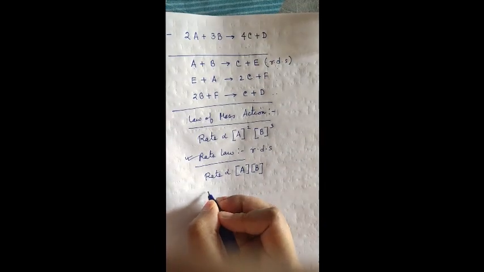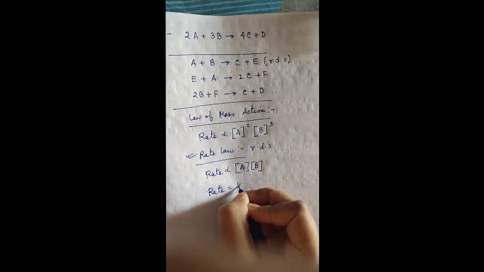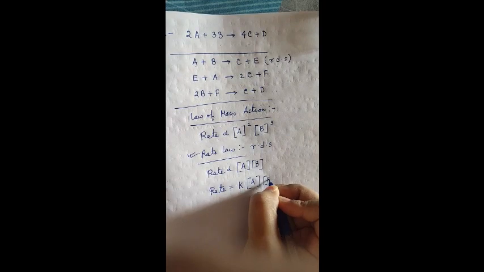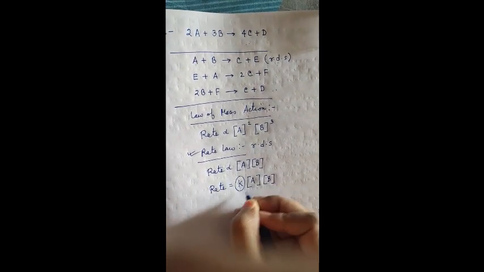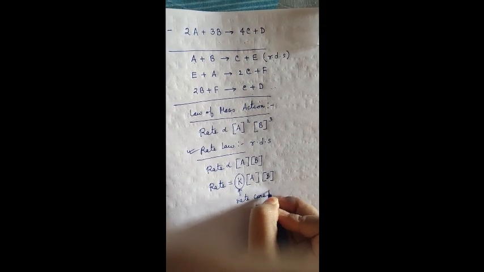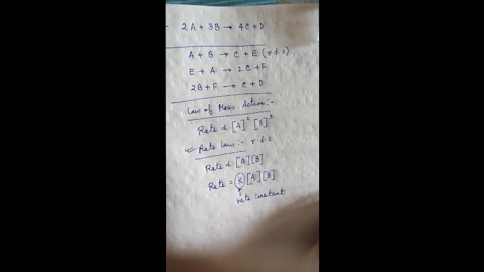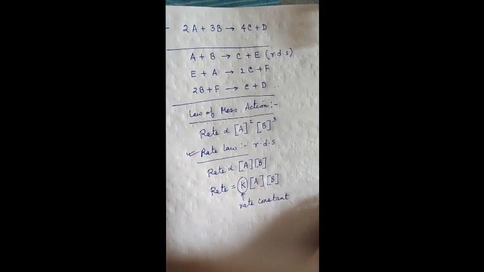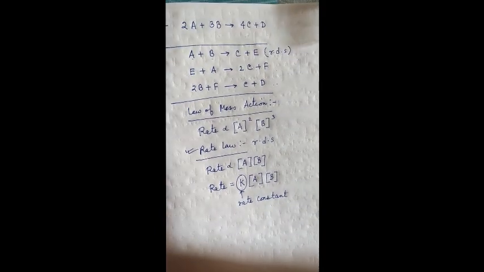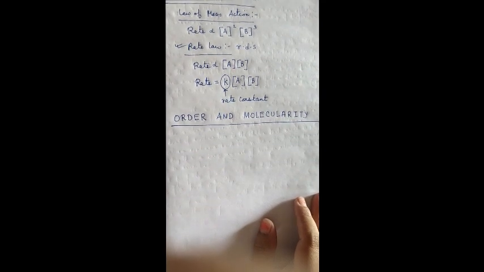Now in general, if we remove the proportionality sign, we can give a constant, and that is K, given in every case. And what is K? K is our rate constant, which has a different unit for different types of reactions. Now what different types of reactions? I will explain in the topic order and molecularity of a reaction. So next I will come to the topic order and molecularity.